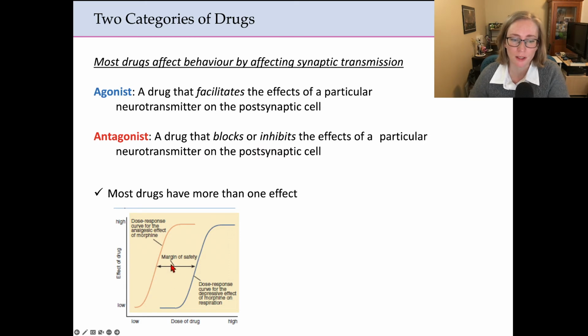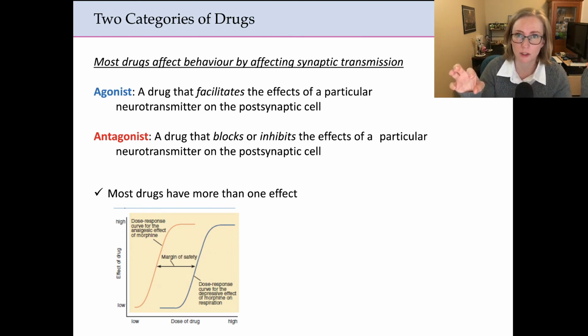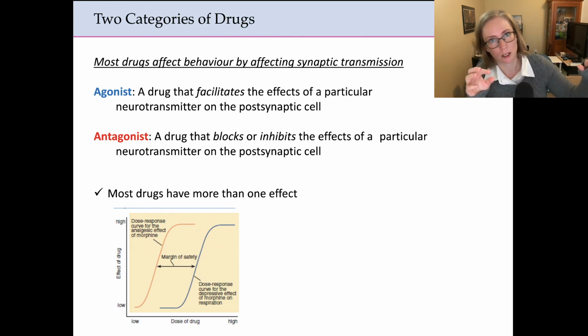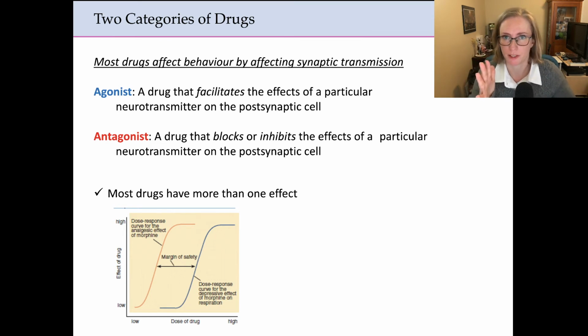And generally, that difference between the effectiveness of that drug, the reason you're using it, and it being lethal or toxic is called the margin of safety. Ideally, you want a very wide margin of safety, right? A little bit of that drug's going to do its thing. If you accidentally overdose, it's not going to be at a lethal or toxic level. You have a wide margin of safety before it affects you ill, so to speak.